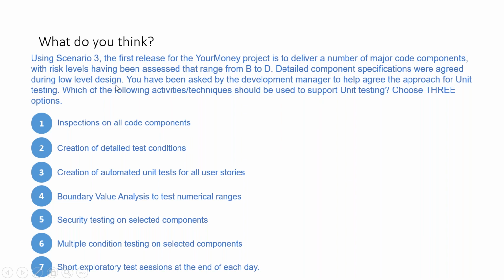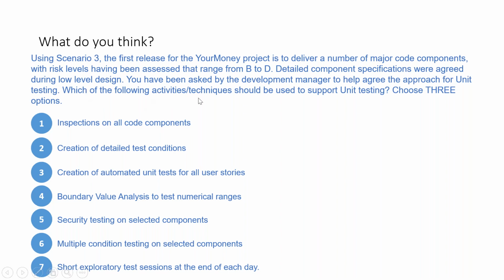So during low-level design, because they are using the W-V model, before writing code, a very detailed technical specification for code will be written. Okay. You are the test manager, you have been asked by the development manager to help agree the approach for unit testing. So this question is only about unit testing, and you are helping your development manager around unit testing. Okay, so that is the context scenario you have. It's in mind now. What project stage you are in now, you know now.